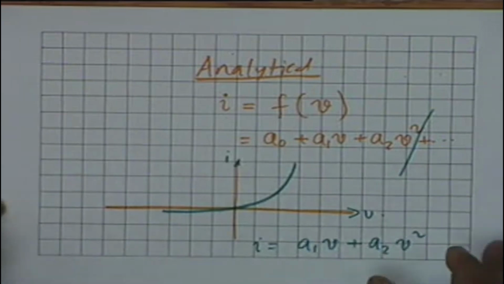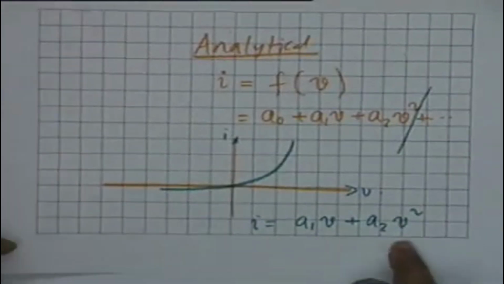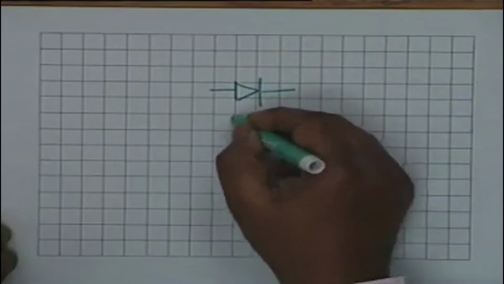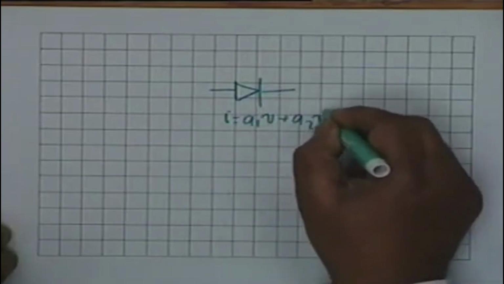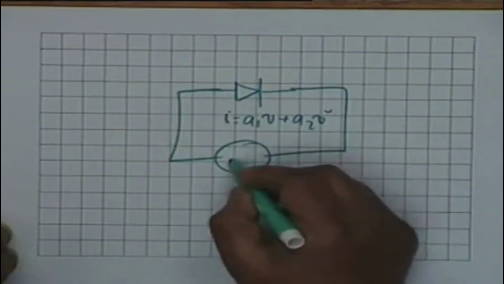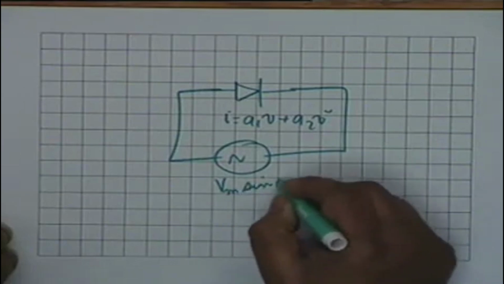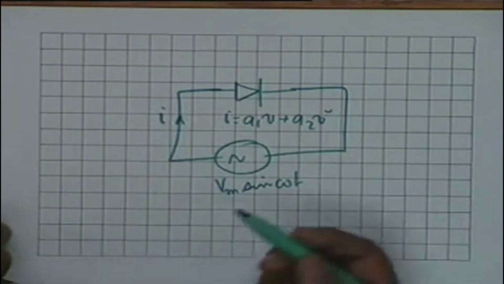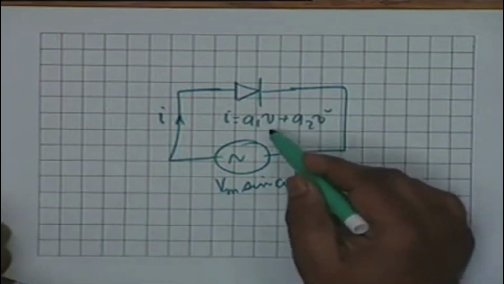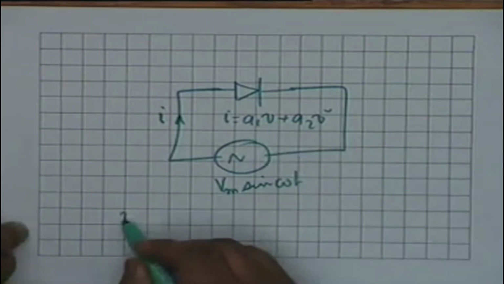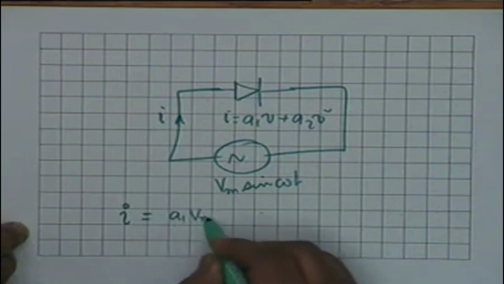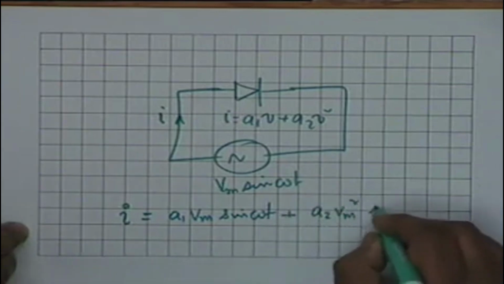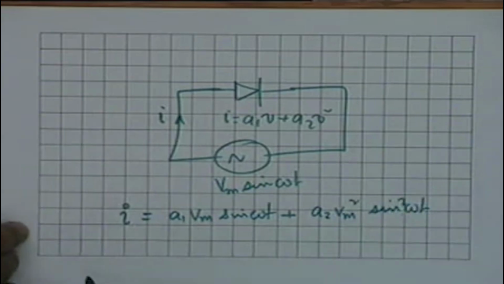Suppose to this diode, which is approximated by a quadratic characteristic like this, you apply a sinusoidal voltage, a voltage source which is Vm sine omega t. What would be the current? Obviously, all that we have to do is to substitute Vm sine omega t for V and find out I, and therefore the current in this circuit shall be A1 Vm sine omega t plus A2 Vm squared sine squared omega t.